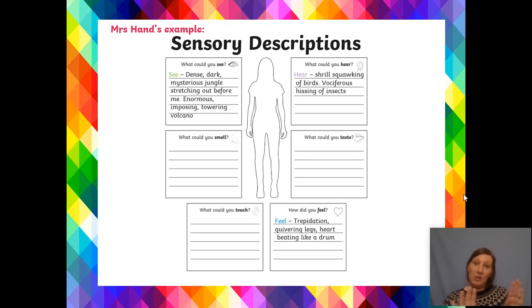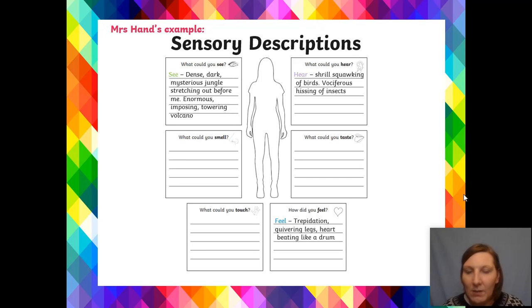Using those 2 pictures that you've just looked at, you can add in on your sheet the things that you could see. What could you hear? Well, I could hear the shrill squawking of the birds and the ferocious hissing of the insects. Okay. And what I'd like you to do there is now write down all the things that you could hear. And then I want you to complete the smell and the taste and the touch. I've also given you the part of feel.